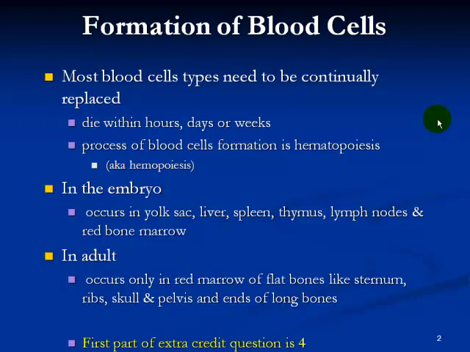Now, once you're born, and as you age up a little bit and you become an adult, it only occurs in the red marrow of flat bones or the ends of the long bones. And we've talked about that before. So, first part of the extra credit question, by the way, is the number 4.